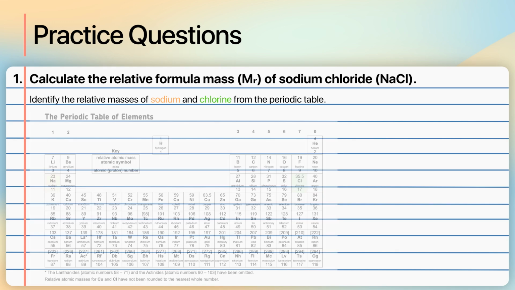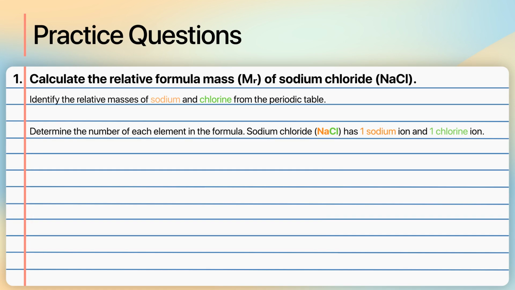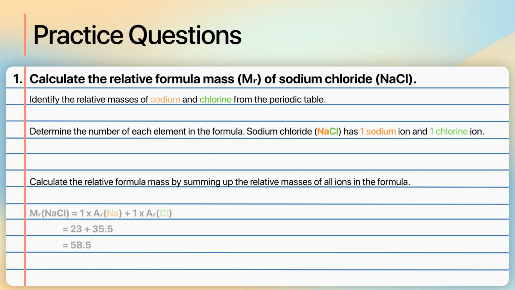Now, we must determine the number of each type of element in the formula. Sodium chloride has one sodium ion and one chlorine ion. Finally, we must calculate the relative formula mass by summing up the relative masses of all the atoms in the formula. The relative formula mass of sodium chloride is therefore equal to 1 multiplied by the relative mass of sodium, which is 23, plus 1 multiplied by the relative mass of chlorine, which is 35.5. This makes the relative formula mass of sodium chloride 58.5.